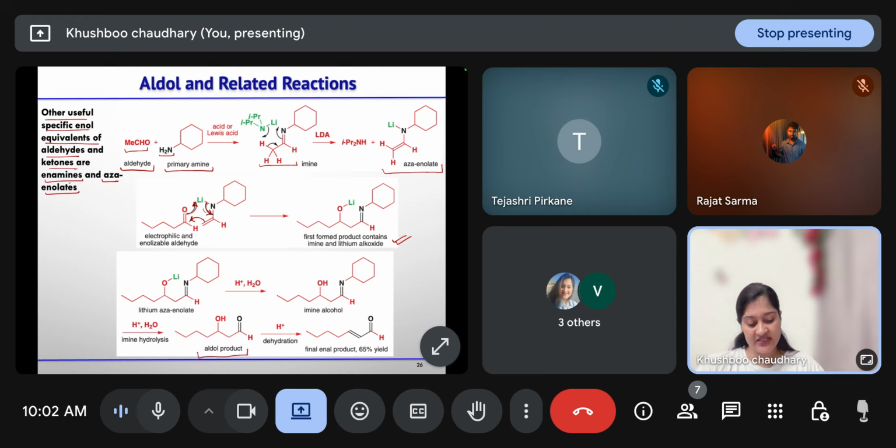And if we further add acid, then dehydration will give you the alpha beta unsaturated aldehyde. So if we have aldehydes and we react them with amine to form the azaenolate and further react it with another aldehyde, then on dehydration using acid, we will get the alpha beta unsaturated aldehyde. The reaction will not stop at the aldol product. Is this clear?